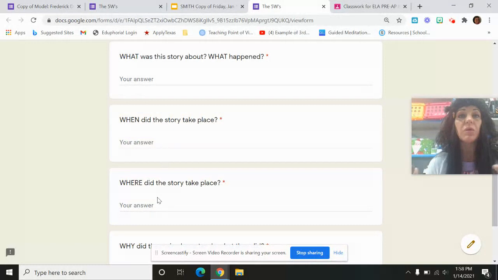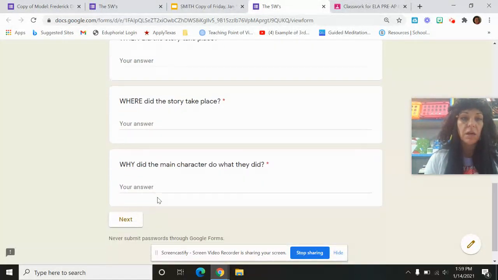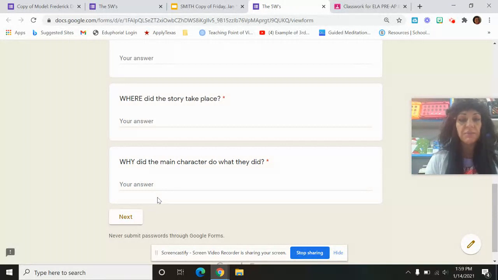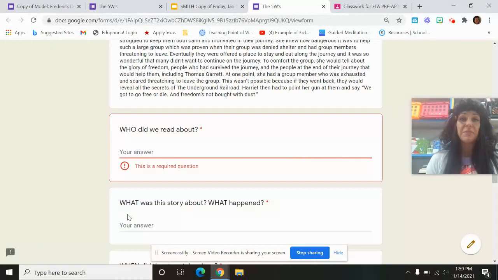Where. Remember that you're looking at the southern states traveling to Canada. So you could put that on there. It doesn't have to be specifically Macon, Georgia. You can just put the southern states moving on toward Canada. Why did the main character do what they did? Same exact thing. Why do you think Harriet became the Moses of her people, and led over 1,000 people to freedom? So it's kind of a big deal.